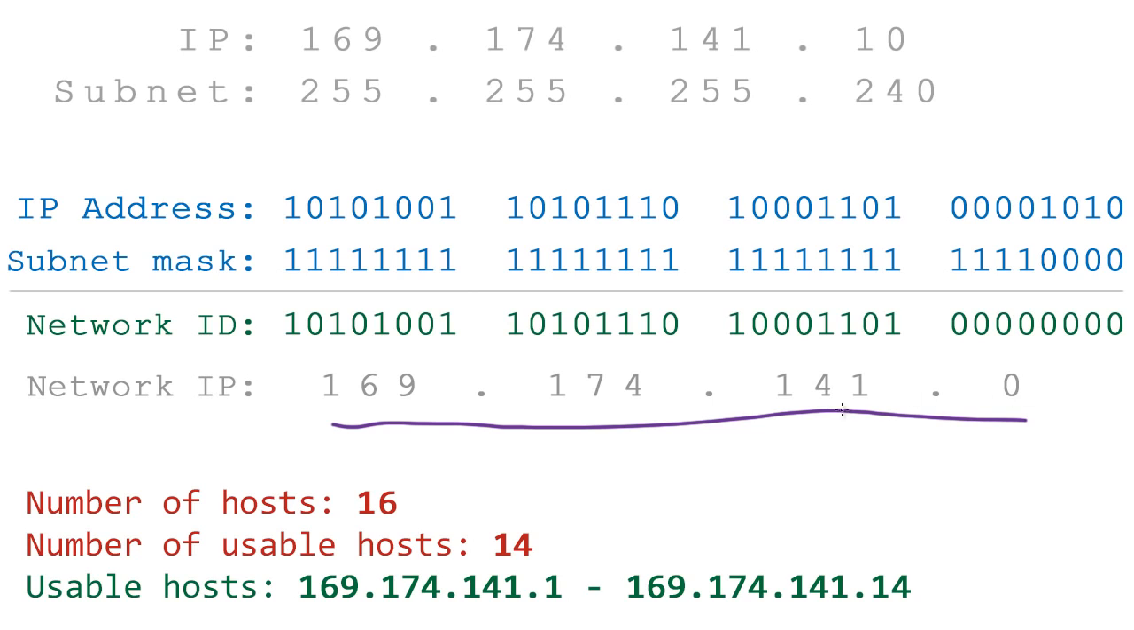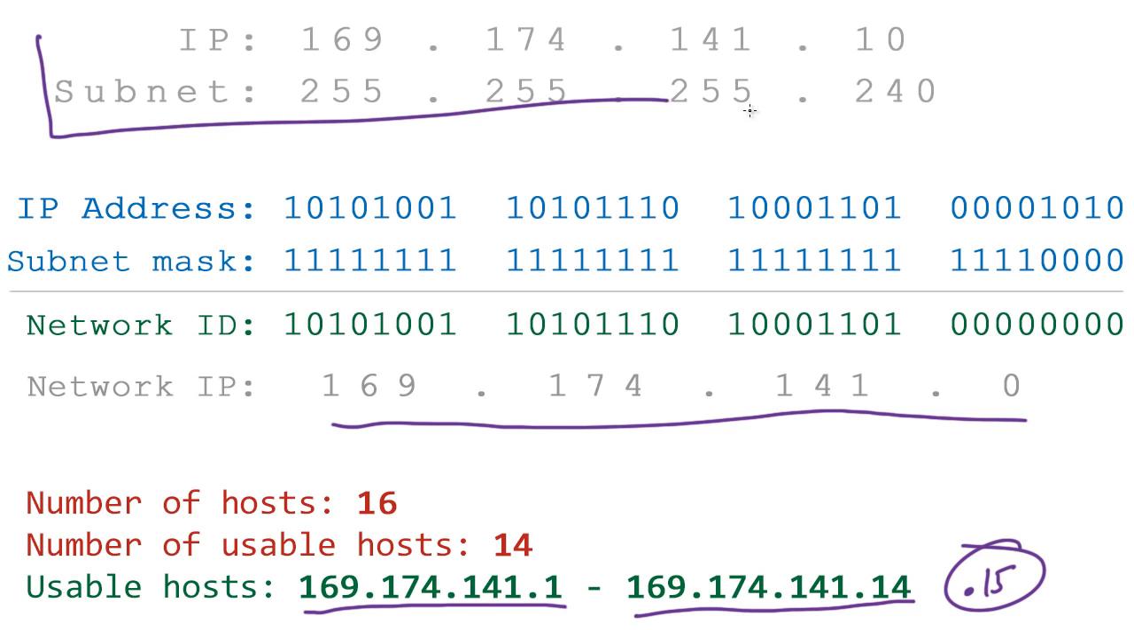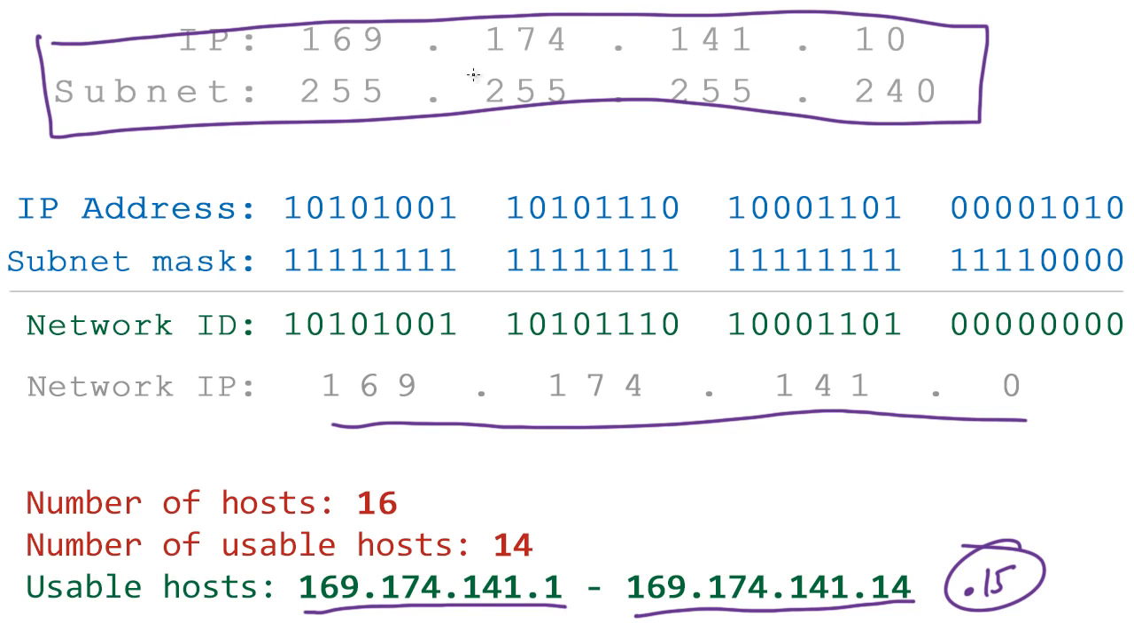So 141.0, 141.1, 141.2, all the way to 15. Because remember, 0 to 15, that's how we count. We start with 0 instead of 1, so it's not 1 to 16. So there you go, these are your usable hosts. The first IP address that you can actually assign to a computer is 169.174.141.1. And you actually have the IP addresses all the way to 15, but 15 is that special broadcast one, so you can use all of these from this one to this one right here. So there you go. All of that we found out with this bit of information.